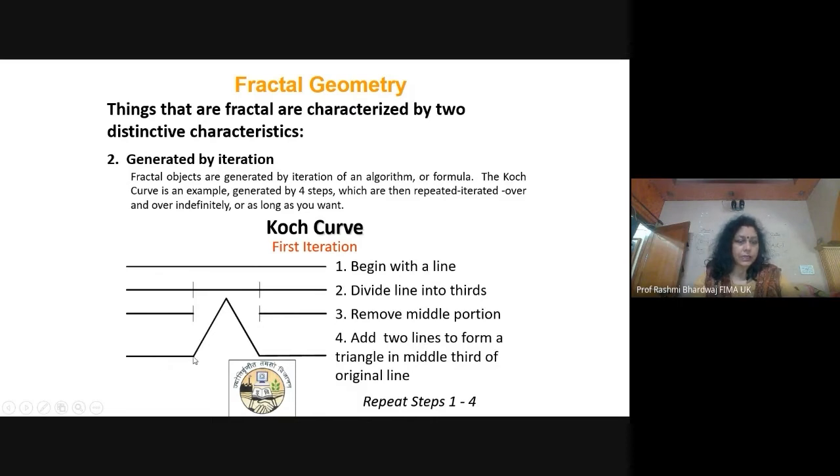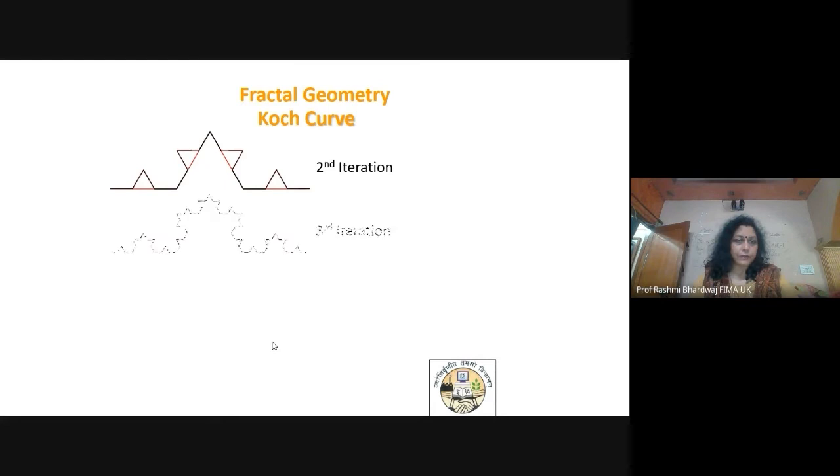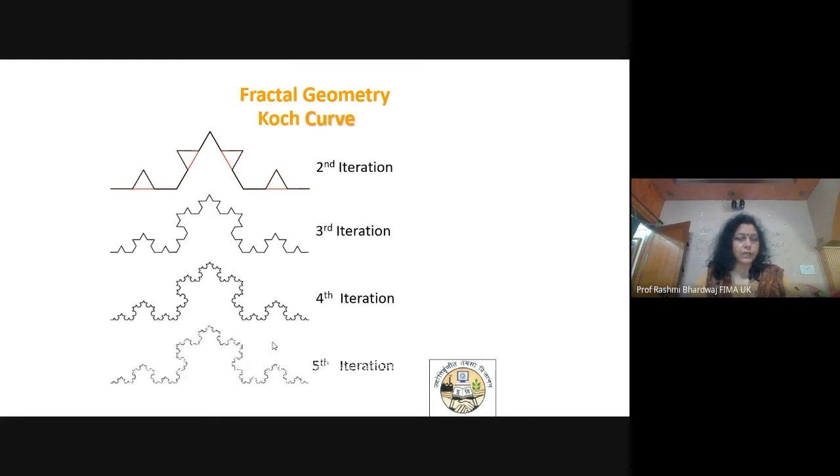So this is a line, divide it into 3 parts, remove the middle part, and join the same way. So the second iteration is this one. Same you repeat. This is your third iteration. Now see how complicated a structure you are getting. And if anyone asks what is its dimension, how to find that?